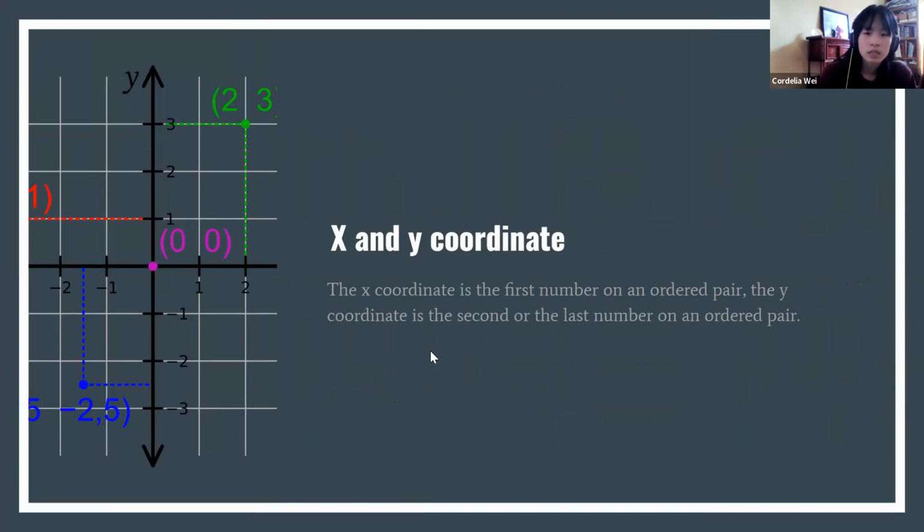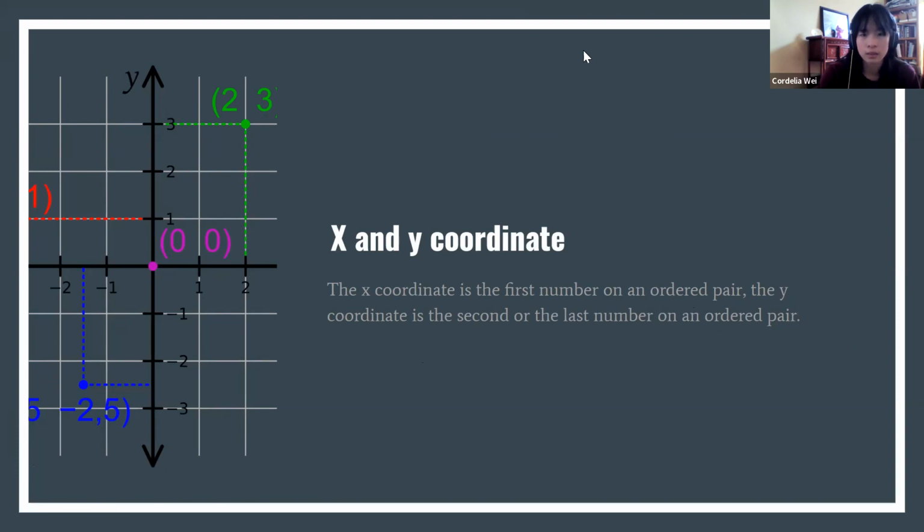The x coordinate is the first number in an ordered pair. Like you can see the purple numbers in the parentheses. For example, the 2, the 0, and the 5 are the x coordinates. And the y coordinate is the second or the last number in the ordered pair. So the y coordinate would be the 3, the 0, and the 5.